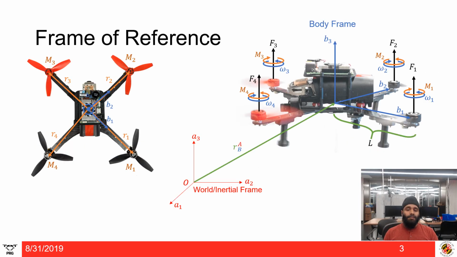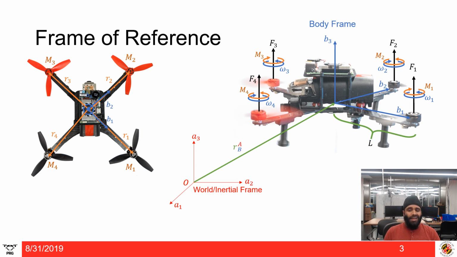Before jumping into the dynamics, let's first define what the frame of reference is. We have two frames of reference here: the inertial frame or the world frame, which is shown in red here, and the second is the body frame, which is shown in blue. You can see that there's an O symbol which says inertial frame or the world frame, and the blue body frame is represented on the quadrotor.